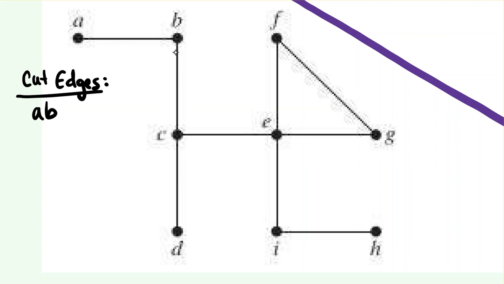We'll continue. Imagine if we deleted B to C. It's also a cut edge because now you've got two separate components. If we deleted C to D, it's also a cut edge because now we've got the two separate pieces. C to E, it's a cut edge because now we still have two different pieces of the graph.